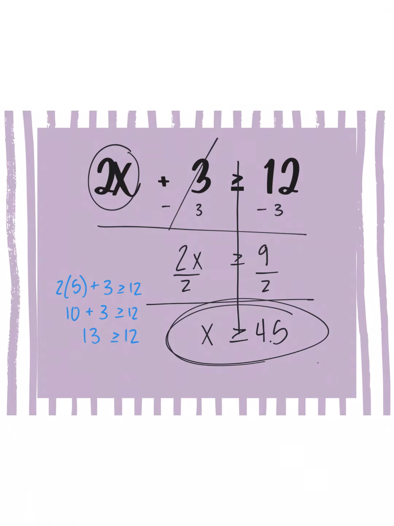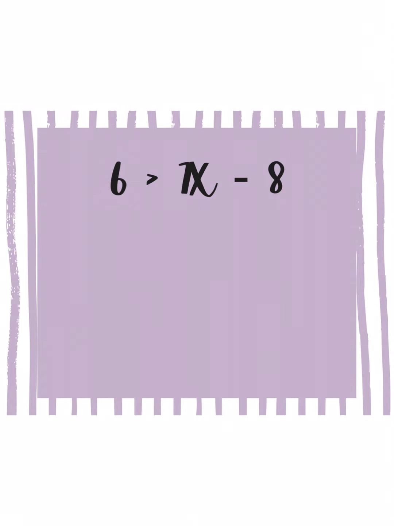Let's try another. This inequality says 6 is greater than 7x minus 8. You'll notice that it looks a little different because the core of the inequality is happening on the right side of the symbol instead of the left. Don't let that scare you. It's just another look for an inequality. It doesn't mean anything different.